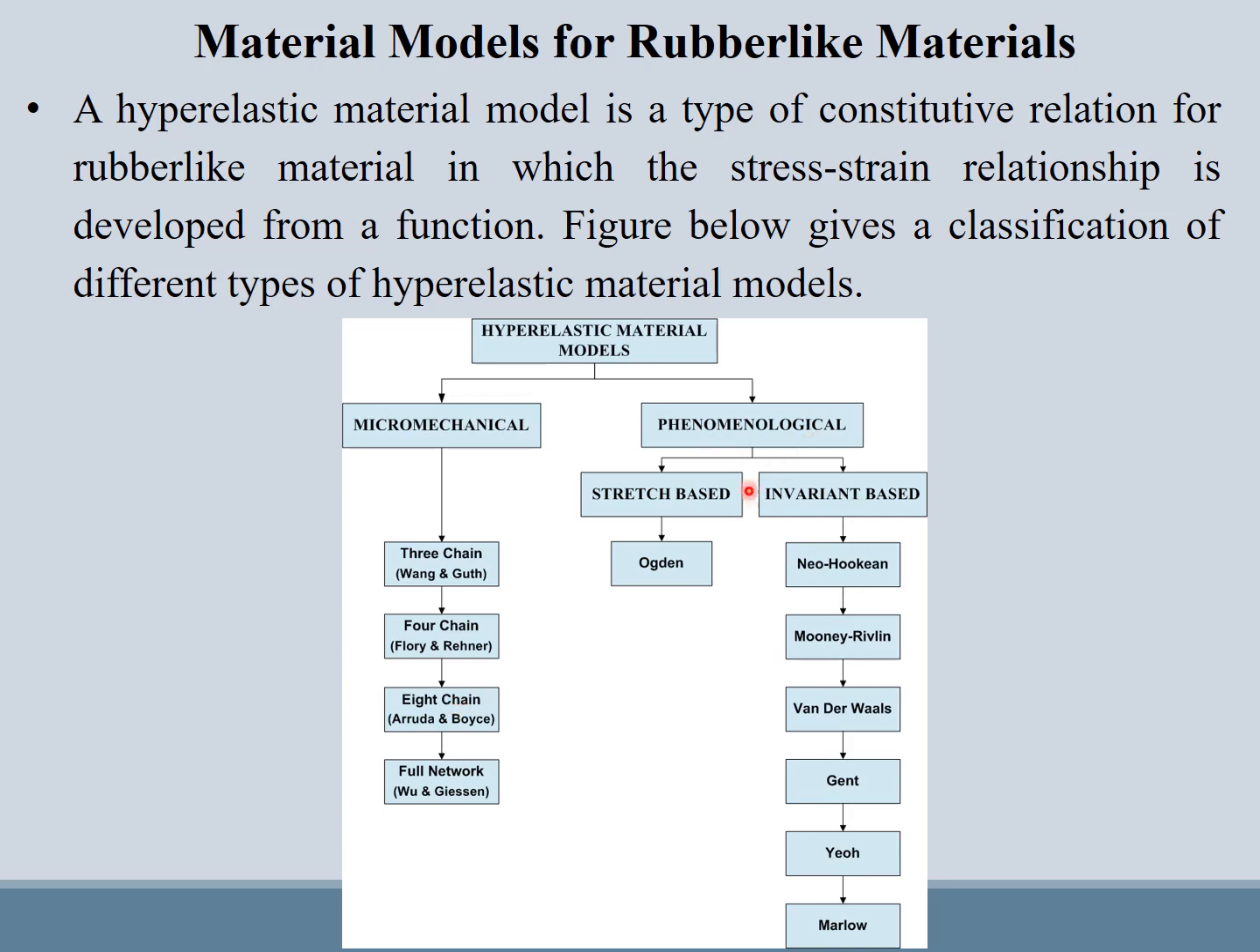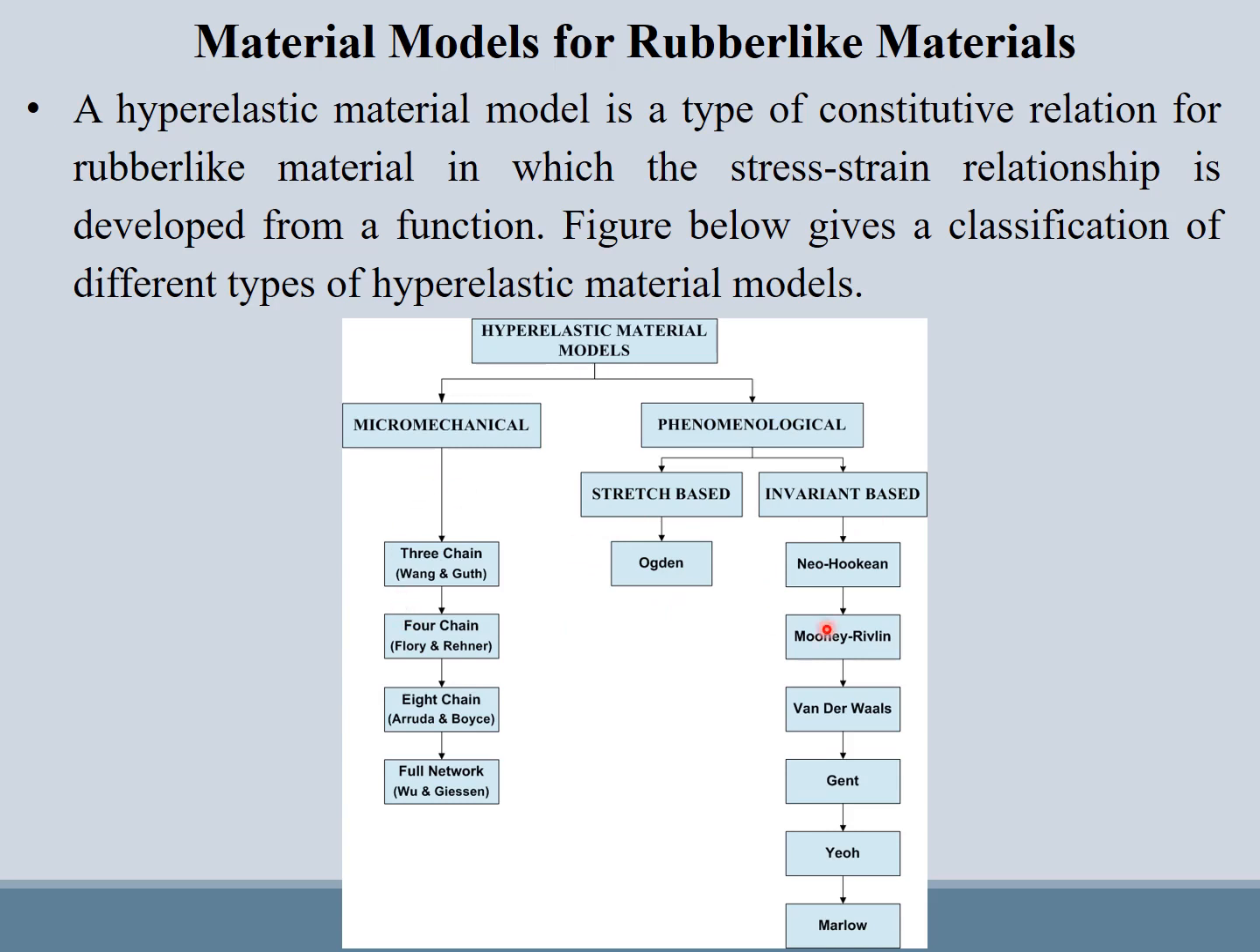Now, phenomena based we divide into stretch based and invariant based. The only difference is that in stretch based we have stretch as a variable, or the property, and in invariant based we have invariant as a property. So in stretch based we have one example, Ogden. In invariant based, there are many different examples: Neo-Hookean, Mooney-Rivlin, Van der Waals, Gent, Yeoh, Marlow. So these are the classifications of hyperelastic material models. You don't need to memorize them, but just for understanding, keep in mind that they are stretch based, invariant based, and micromechanical.